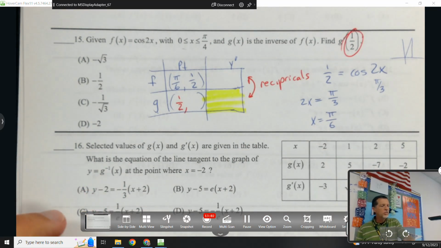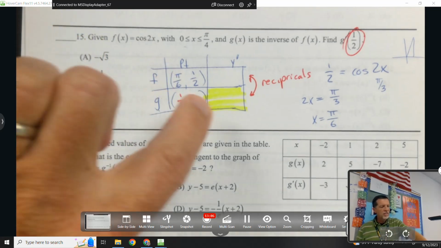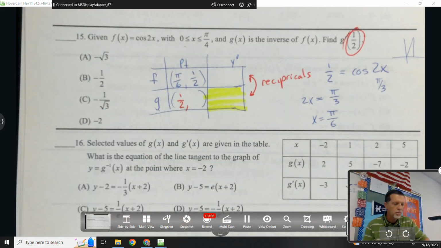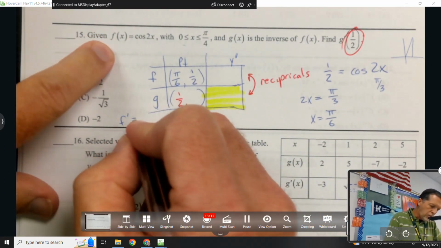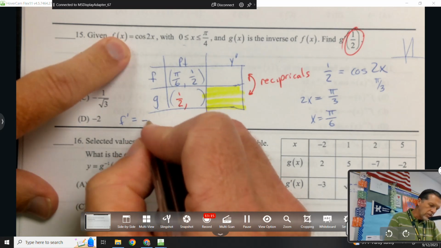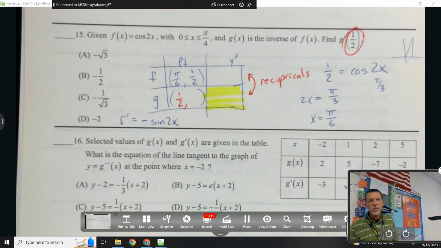So I'm getting close. Now I need a derivative. I'll plug in pi over 6 and then flip it over. I said I'm close. Maybe that's not so close after all. F prime is derivative of cosine is negative sine. And there's going to be a real common mistake right there.